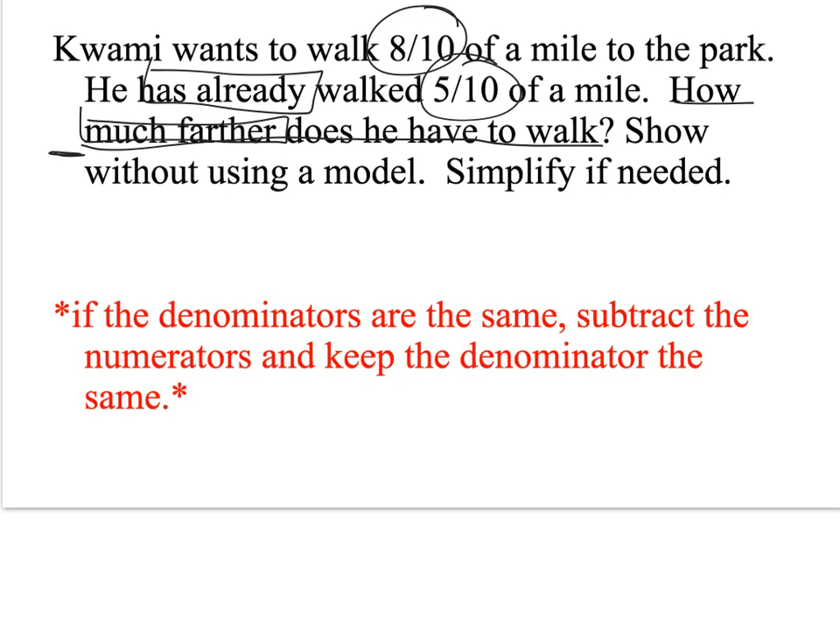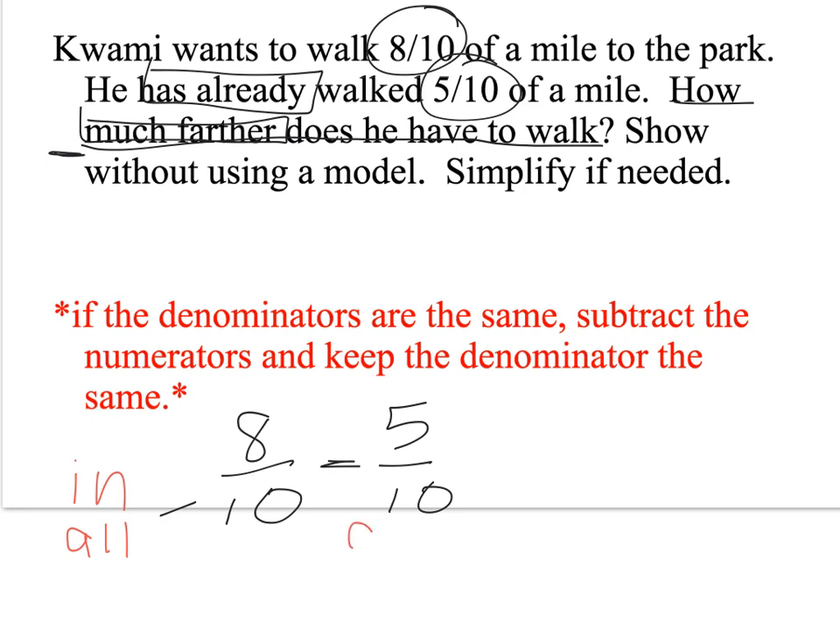So first we're going to start with 8/10. This is because the entire walk is 8/10 of a mile. So this is the "in all" part. This is how much we have altogether, 8/10. He has already walked 5/10 of a mile, so that means we are going to subtract from our total 5/10. So this is what he has already walked, because we need to use that to subtract from our in all, which was 8/10.